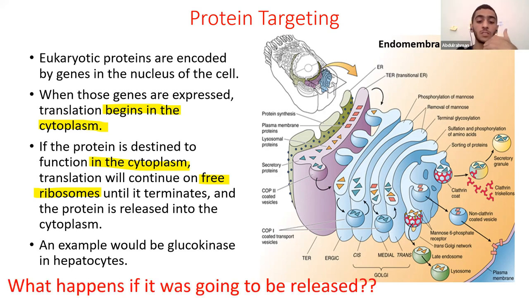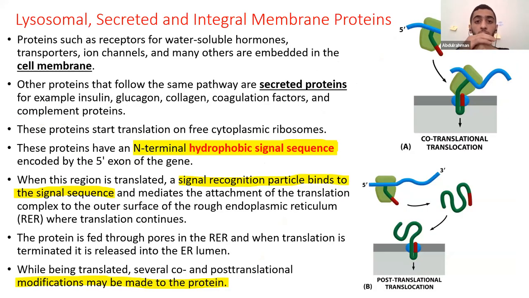Now, what happens if the proteins were going to be released? Basically, the difference would be in the process of translation. Once the mRNA sequence is made, it binds on the free ribosomes, and that's where it starts. It always starts in the free ribosomes. However, there's a sequence that is going to be made, and this sequence would pause the process of translation in the free ribosomes.